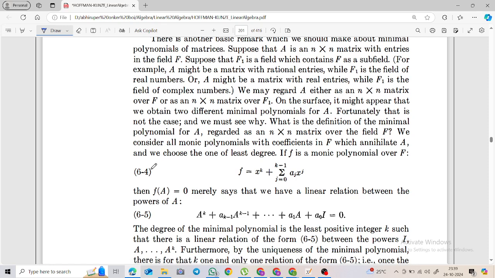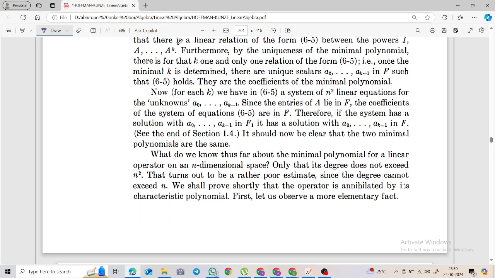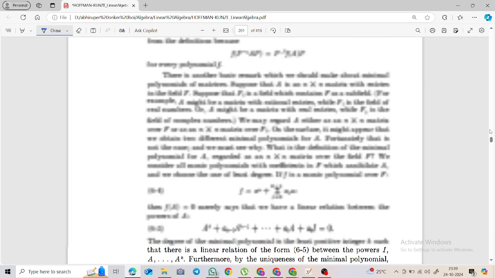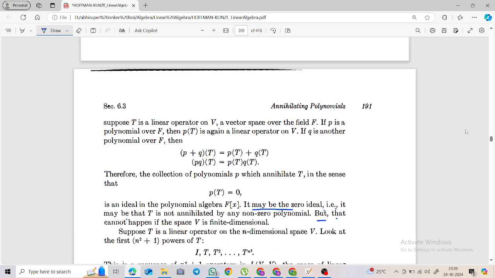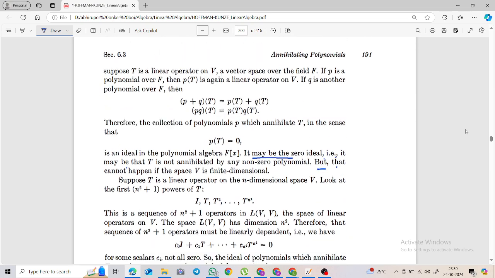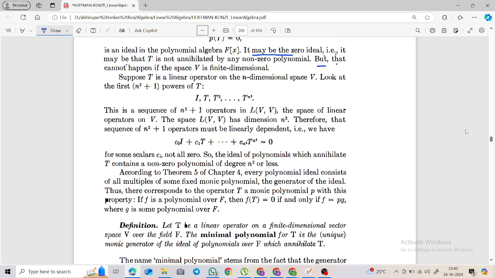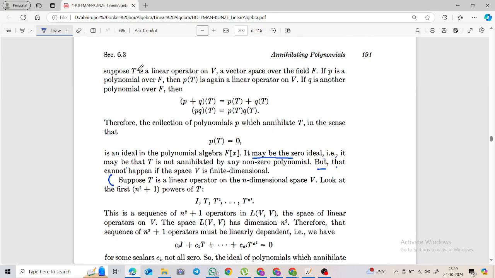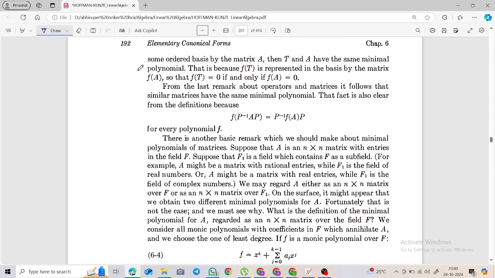Just a minute. Okay, I would request you guys to read. Divya, do you have Hoffman Kunze? Yes. Read this, I mean, from this. This is page number 191. Is Divya here? Because she is horribly silent.